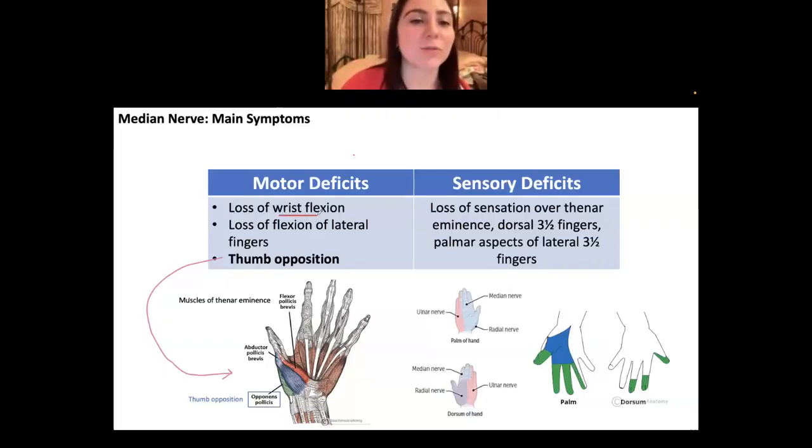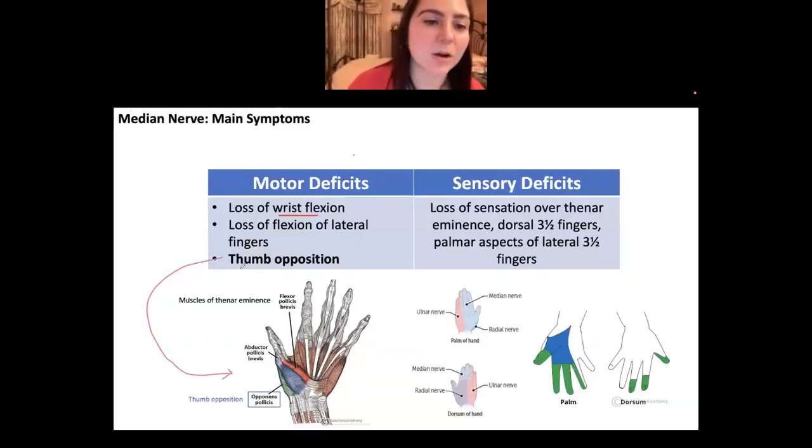So we have loss of wrist flexion, the opposite of radial. So we're not going to be able to do this. There's no opposite of wrist drop. That doesn't exist. You aren't walking around like this all day. You just can't flex your wrist. You get loss of flexion of the lateral fingers. Remember, lateral is going to be anatomical position. It's always kind of confusing, but technically this is lateral because this is the thumb. So whenever you see lateral, just think thumb. So it's going to be the lateral 3.5 fingers, just like with the radial nerve, but it's flexion.